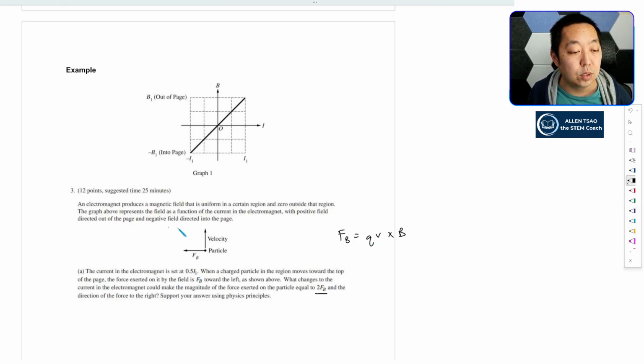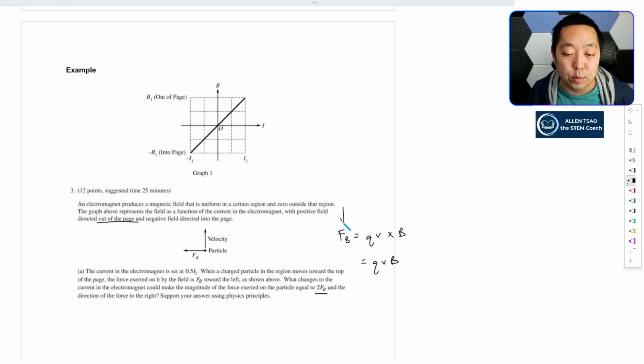positive field out of the page, negative field into the page. Okay, so it's going in or out of the page. So these are already perpendicular. It's QVB. And so what you can see here is different currents will create different magnetic field strength.